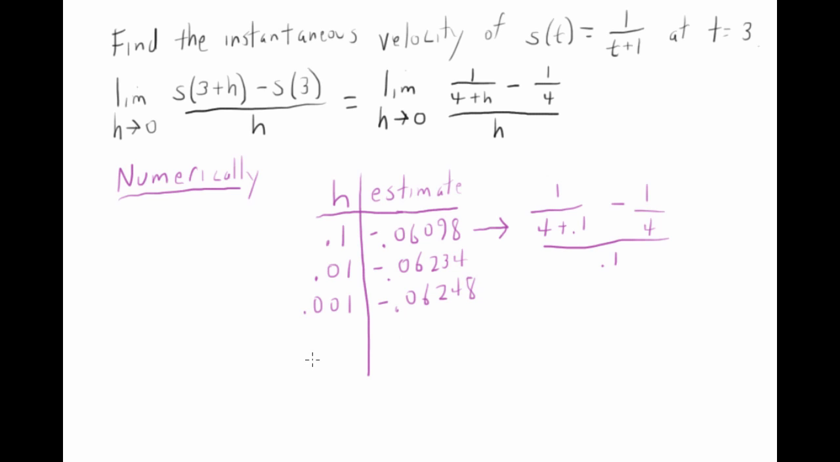Now, I should be careful. I want the limit as h approaches 0, not just from positive values. So I should check some negative values as well. Negative 0.01 gives me negative 0.06266. And negative 0.001 gives us negative 0.06252. Alright, we can definitely get more values.